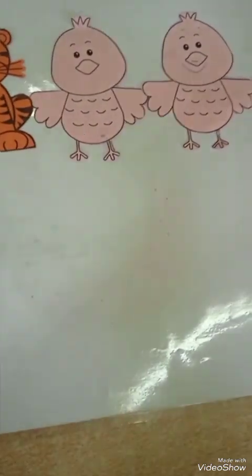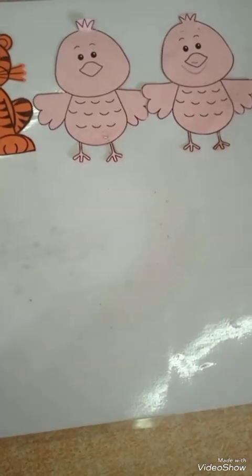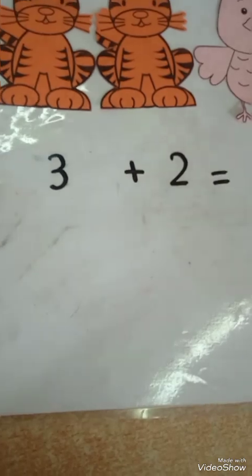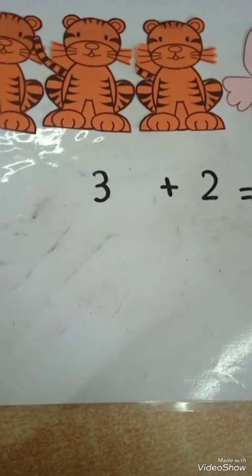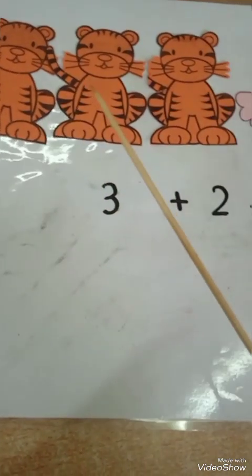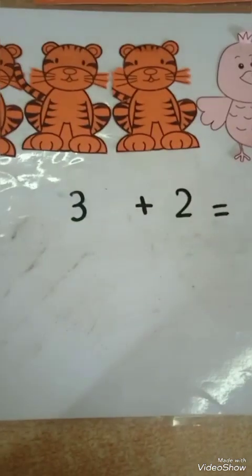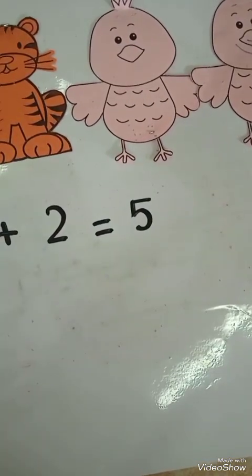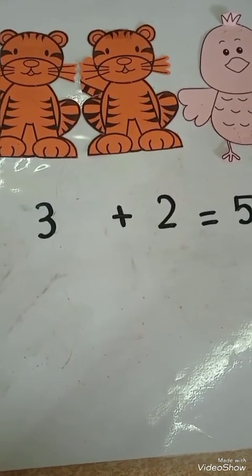Now we will count the other animals. How many animals are there? 1 and 2. So which number we are going to write here? Very good. Now we have written number 2, and what we are going to do now? Who will tell me? Very good. Now we will count them all together. Let's start the counting with me. 1, 2, 3, 4 and 5. So how many animals are there? Very good. These are 5 animals. Now I have written number 5 because after adding them, after counting them all together, I have got number 5.